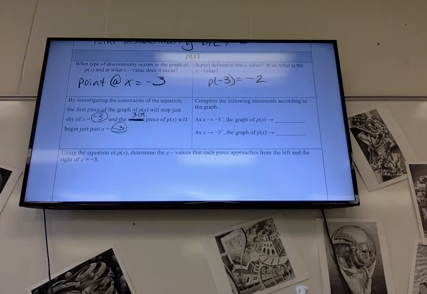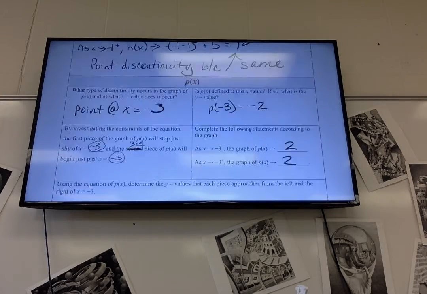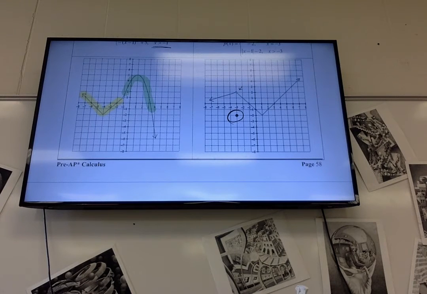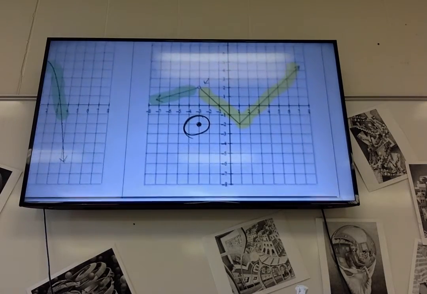And Shelby, what is y approaching as x goes to -3 from the left? Yes, and as I go from the right, Hazella, is also 2. So if you look up here, there it is. As I approach it from the left, it's 2. Yes? It is.